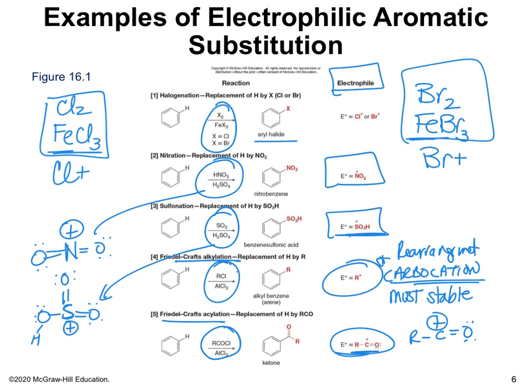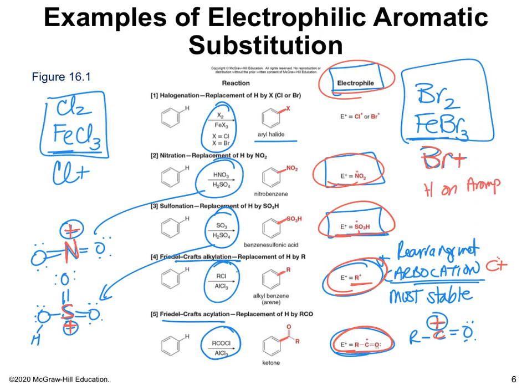And so what's being added to the ring is wherever the element gets the plus charge. In this case, it's the nitrogen. In this case, it's the sulfur that's going to make the sulfur-carbon bond. In this case, it's going to be the carbon. And in this case, it's going to be the carbon. So I need to see where the positive charge is on these electrophiles, because that's where you're going to get your new bond for your substitution. And the hydrogen on the aromatic ring gets replaced.